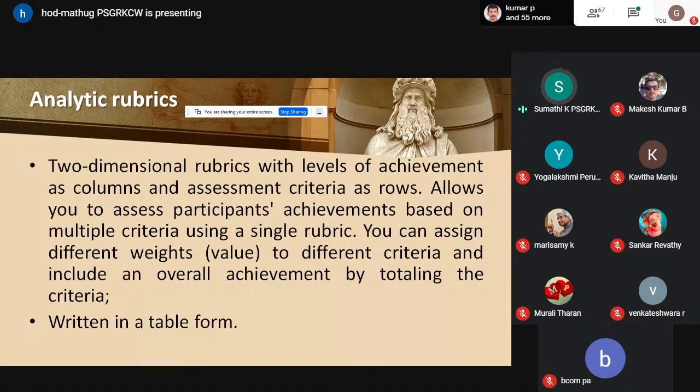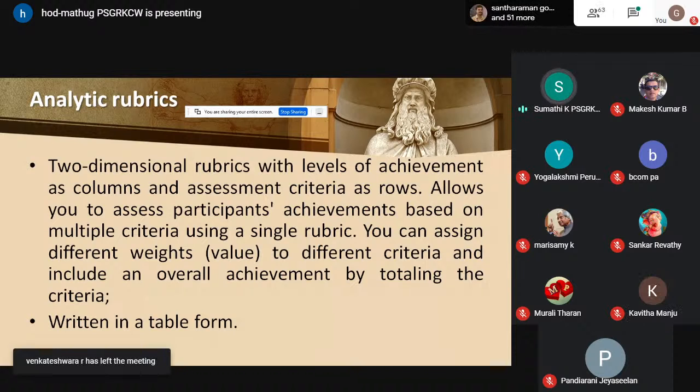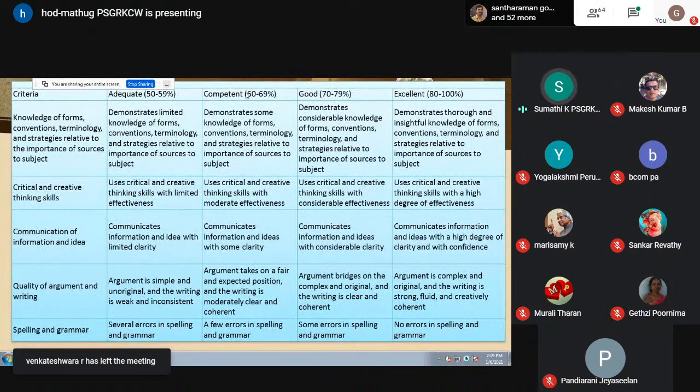See here, the variation, whoever is going to give, the variation becomes limited. If it is assigned excellent, then the marks range is only from 80 to 100. A person will not give 40 marks for a person who is demonstrating a thorough and insightful knowledge of forms, and critical and creative thinking in the same manner.